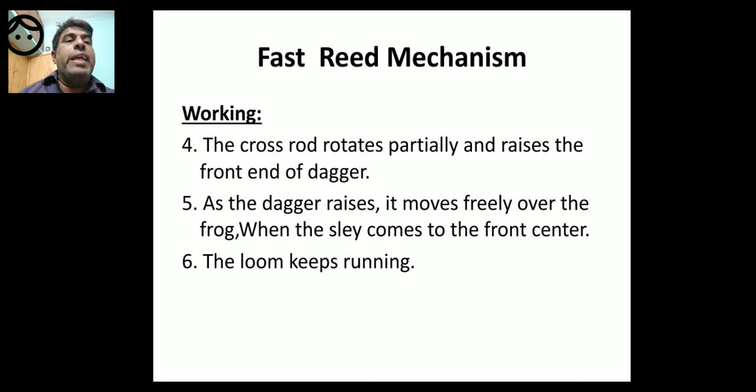As the dagger raises, it moves freely over the frog. That means it will not engage with the frog. If it engages with the frog, then the loom will stop. That happens in the absence of the shuttle, when there is a shuttle trap. So as the dagger raises, it moves freely over the frog.